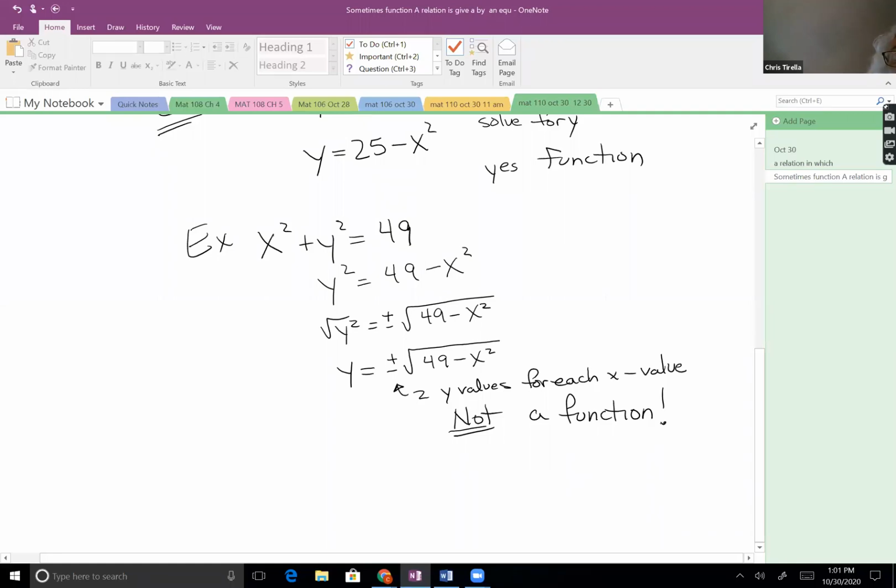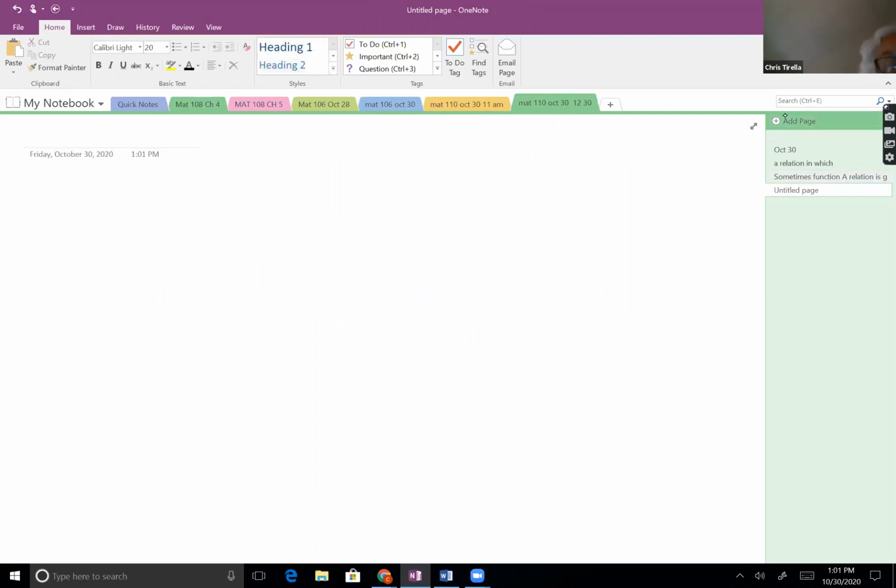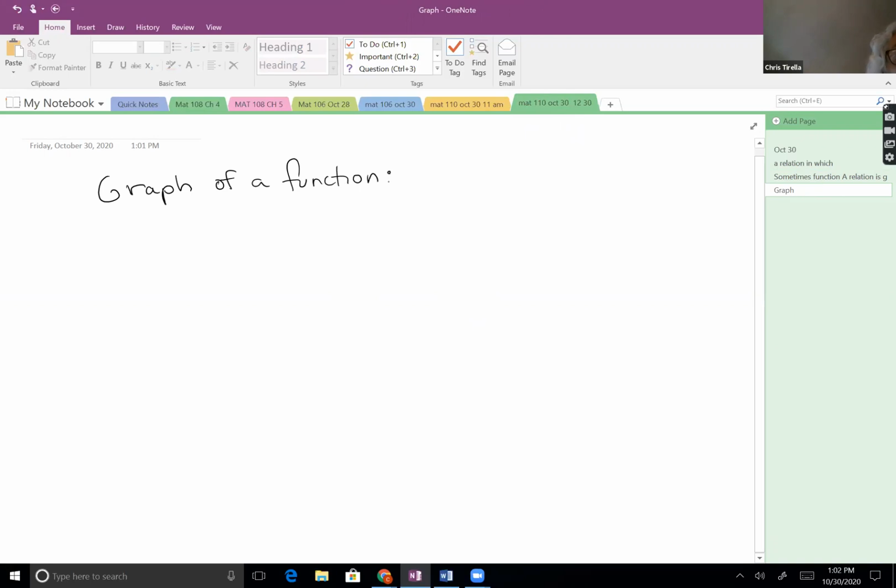So far, so good? If so, next place we're going to go is we're going to discuss the graph of a function. And the graph of a function is the set of points whose coordinates, whose ordered pairs, are in the function.